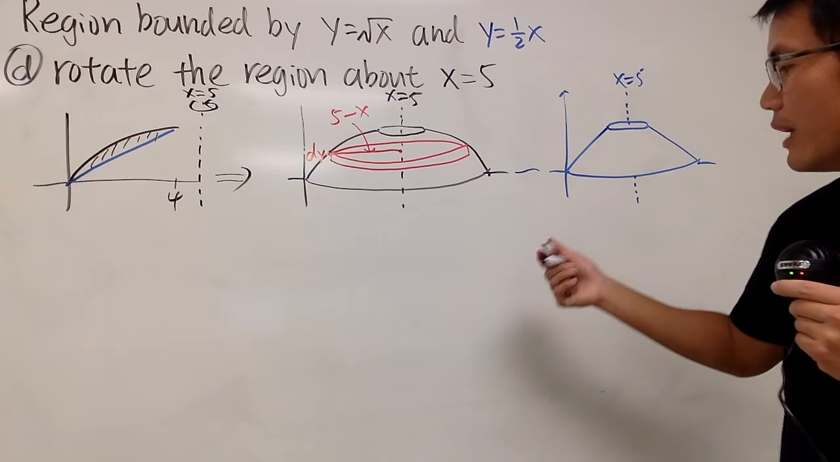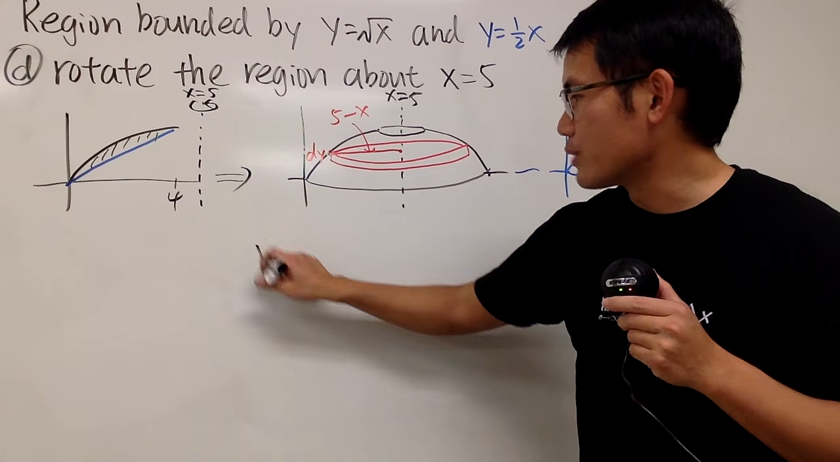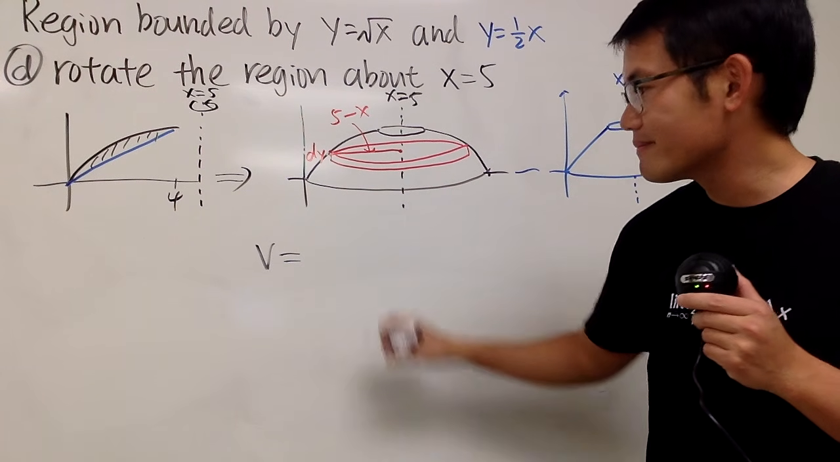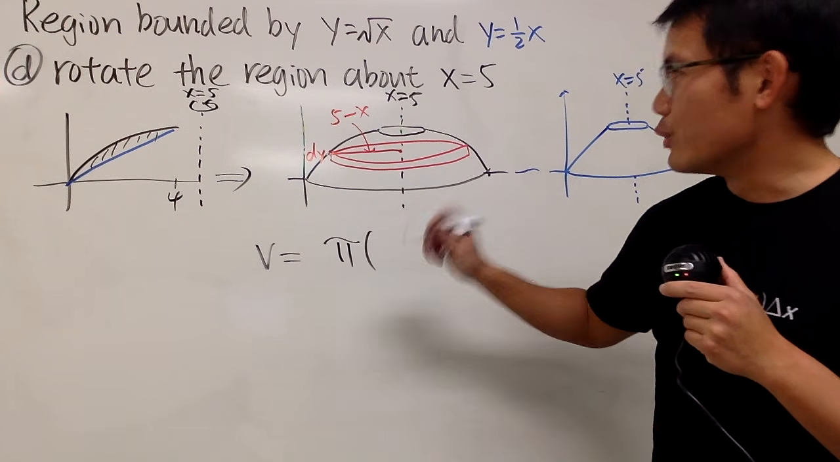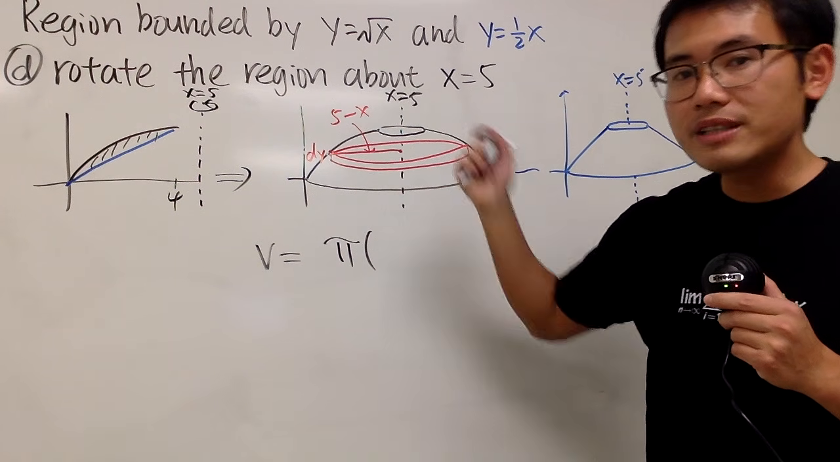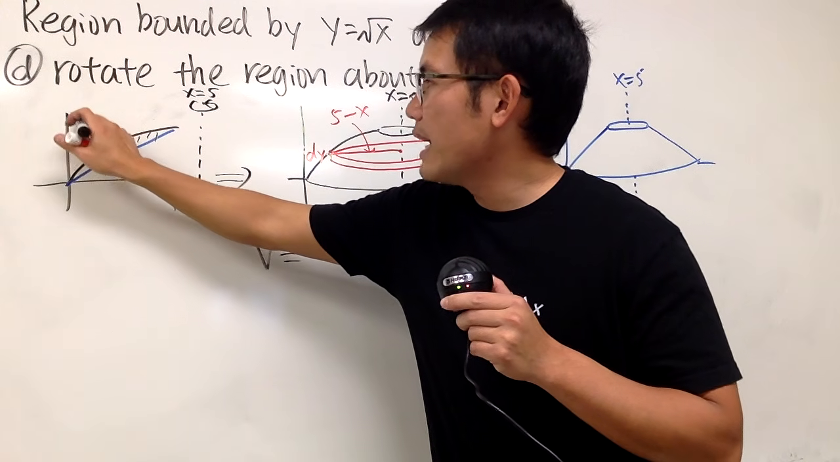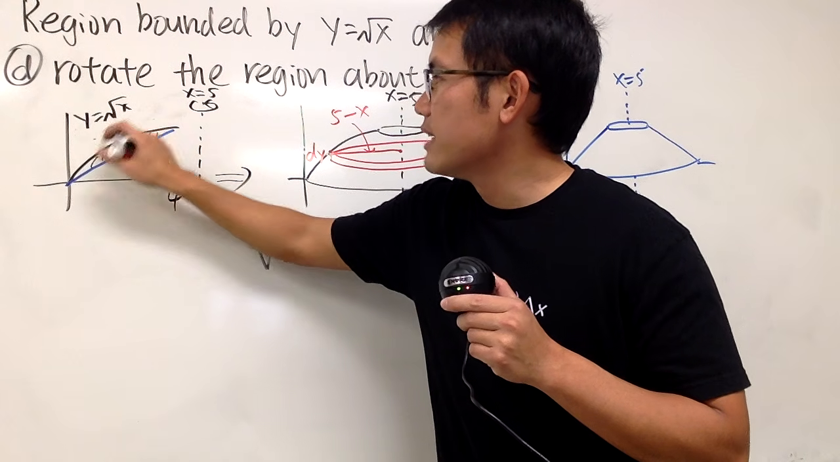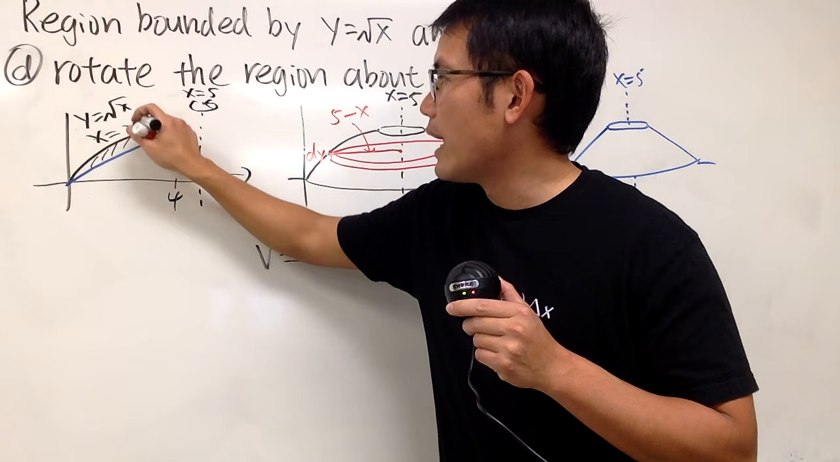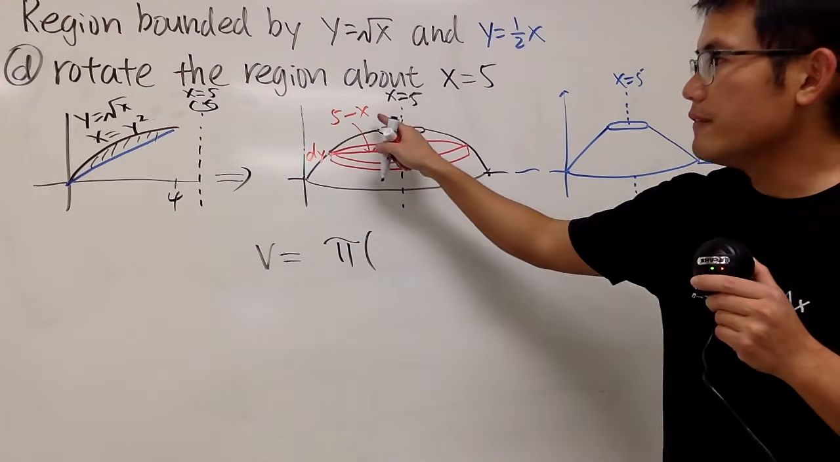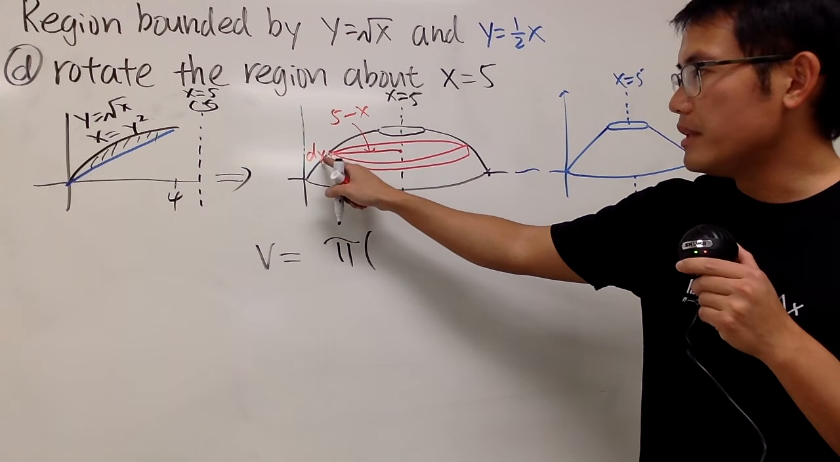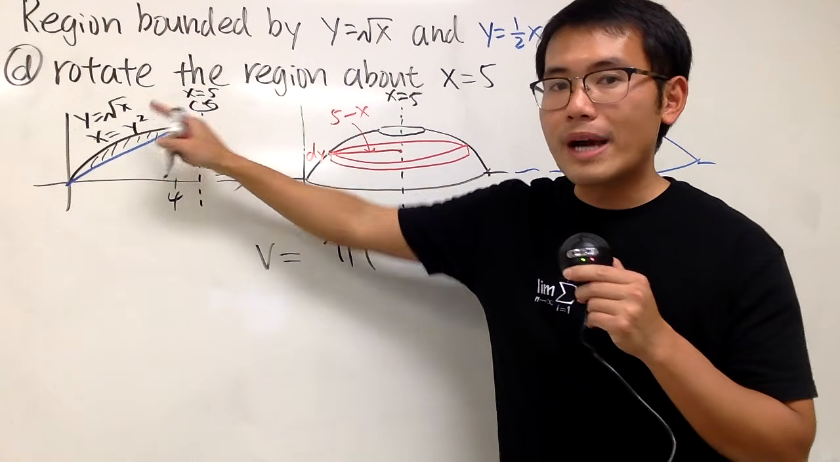And now let's go ahead and write down our integral for this. The volume is equal to the following. Pi is pi. The radius is 5 minus x. But what's x? Well, we have to look back there, right? Because we are talking about y equals the square root of x. In other words, x is equal to y squared.